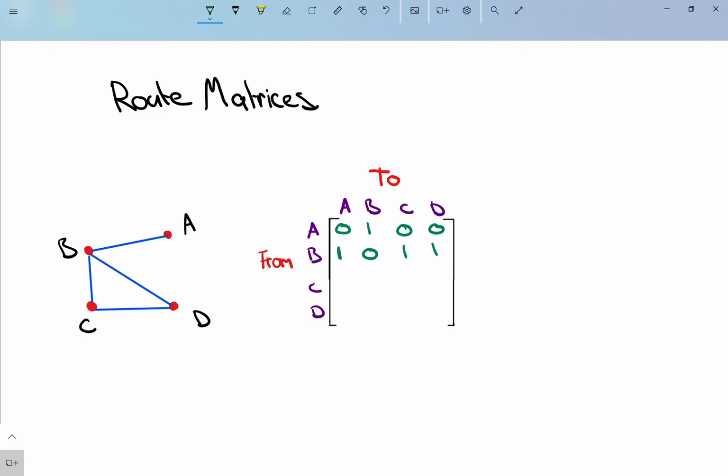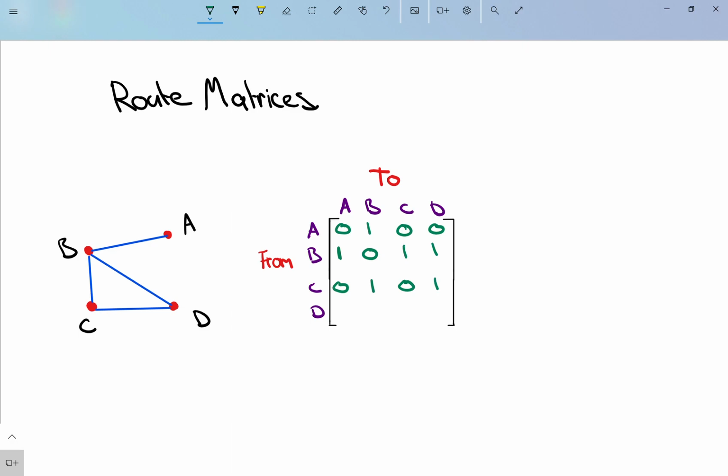Now we move to town C. So from town C to town A, there is no route that you can take without going through another town first. So in this one, we'd have to go through B. So there is 0. From town C to town B, there is 1. From town C to town C, there is no way that you can do that without going through another town first. So 0. From town C to town D, there is 1.